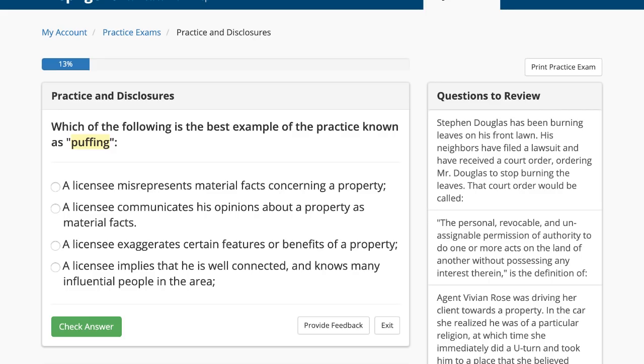A, a licensee misrepresents material facts concerning a property. B, a licensee communicates his opinions about a property as material facts. C, a licensee exaggerates certain features or benefits of a property. Or D, a licensee implies that he is well connected and knows many influential people in the area.